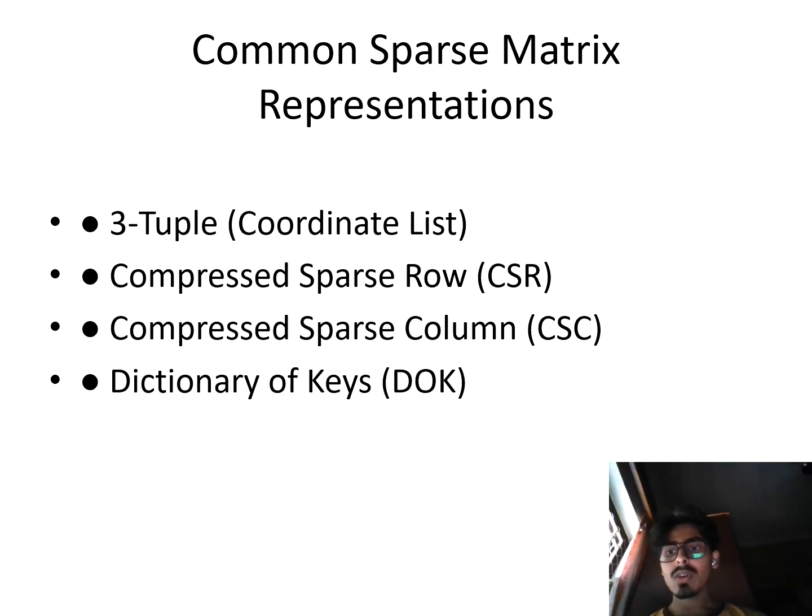So there are three common sparse matrix representations: the three-tuple format, also known as coordinate list, compressed sparse row (CSR), compressed sparse column (CSC), and dictionary of keys (DOK). In this presentation, we'll focus mainly on the three-tuple representation.